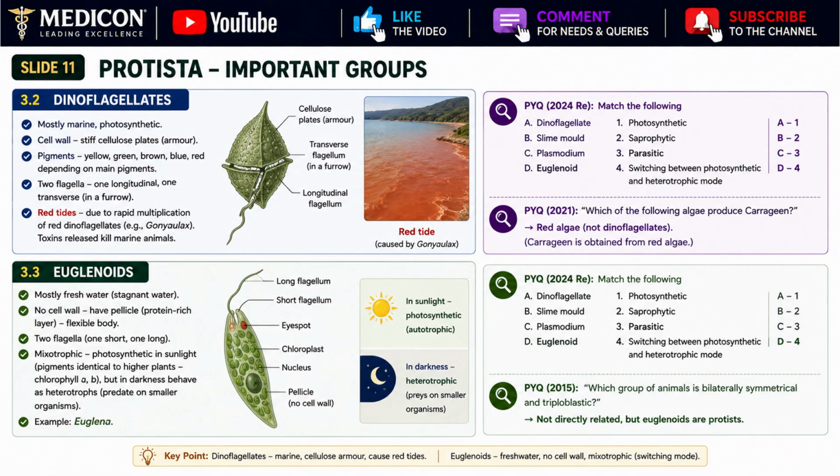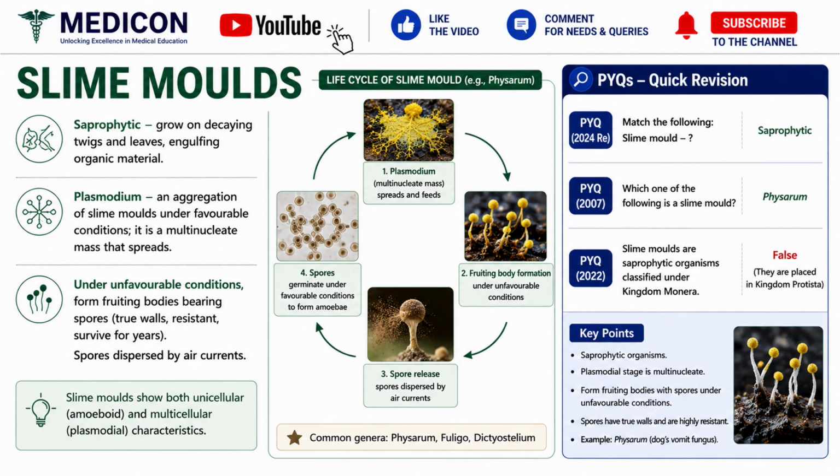The key point you have to remember is dinoflagellates are marine, have a cellulose armor, and cause red tides, whereas euglenoids are freshwater, have no cell wall, and are mixotrophic, that is, switching of the mode of nutrition is seen in euglenoids. Stop the video here and study the previous year questions. There are match the following statement based questions also, and these questions can come directly again. Basing on those previous year questions, try to understand this slide, and we are going to cover the expected questions also in the further slides.